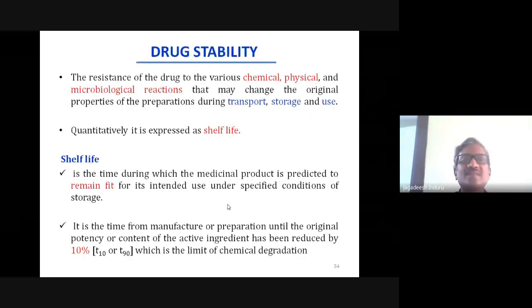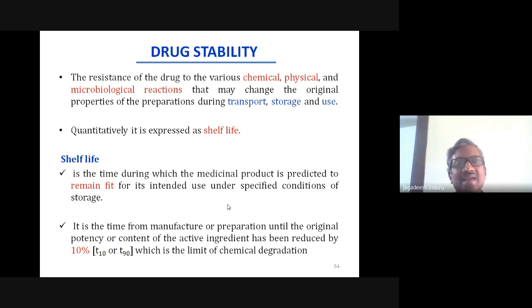So, the resistance of the drug to the various chemical, physical and microbiological reactions that may change the original properties of the preparation during transport, storage and use. During transport, they will undergo different agitations. During storage, they will be exposed to different temperatures. And during usage, they will be exposed to different environmental conditions. In all cases, we are going to get changes in a chemical, physical and microbiological manner, so they will be causing reactions.